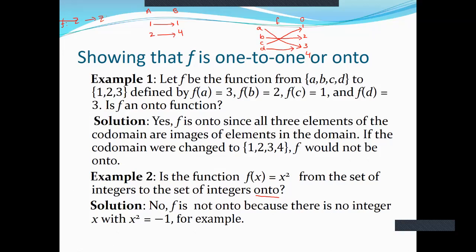No, f is not onto, because there is no integer x, for example -1. Since this is a set of integers, that may have negative integers as well. So -1 is not the perfect square of anything, though 1 is the square of -1. But what about this -1? This will never get mapped. Or 3, this will never get mapped. So that's why this is not an onto function. So you understand how we are going to prove whether functions are onto or one to one.